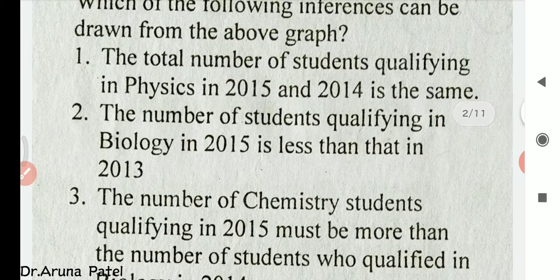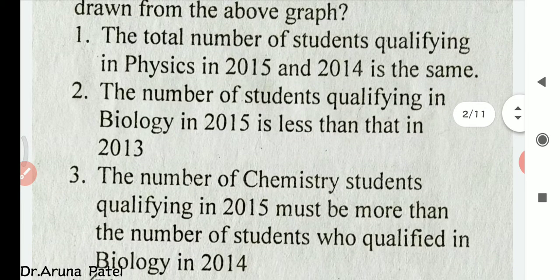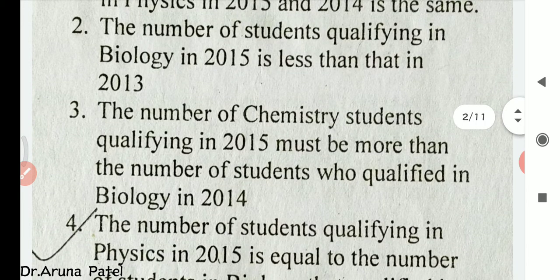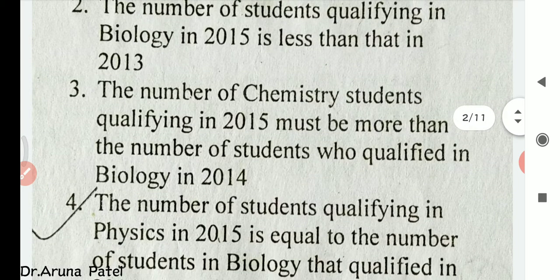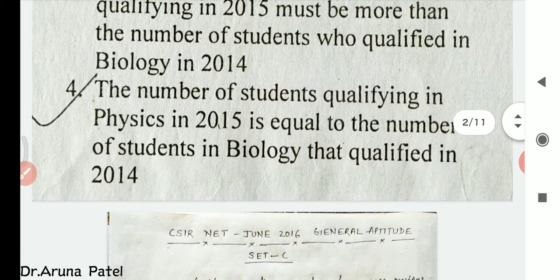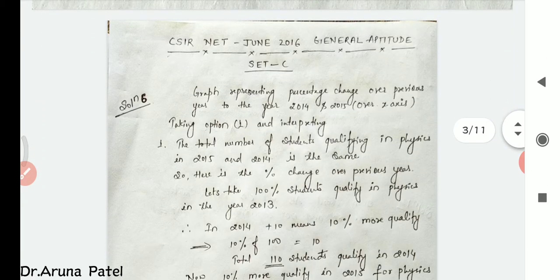So 4 points are given, and I have to read them here. The first point is the total number of students qualifying in physics in 2015 and 2014 is the same. The number of students qualifying in biology in 2015 is less than that in 2013. The number of chemistry students qualifying in 2015 must be more than the number of students who qualified in biology in 2014. And the last one is the number of students qualifying in physics in 2015 is equal to the number of students in biology that qualified in 2014. So now see the solution.